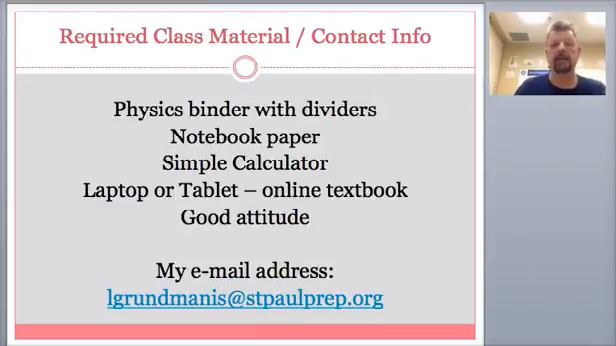What is needed for the class is a physics binder with dividers, notebook paper, a simple calculator, a laptop or a tablet. We're going to be using an online textbook this semester, and a good attitude. My email address is elgrinmanis@stpaulprep.org.